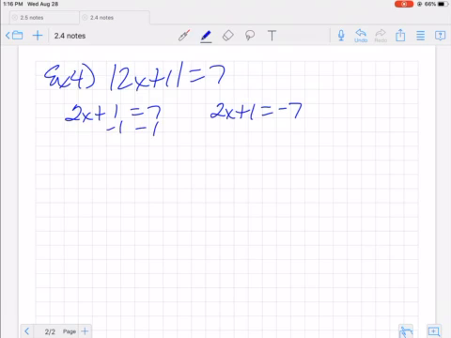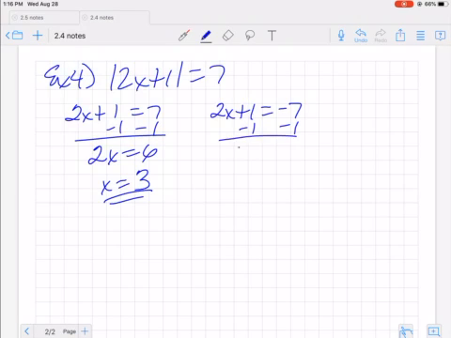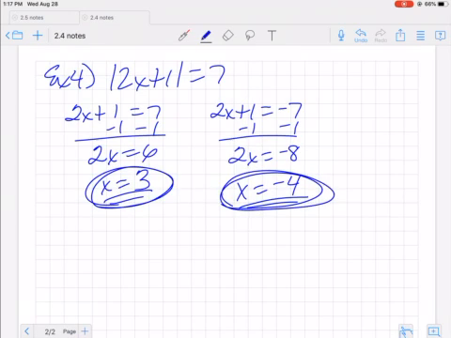Here I'm going to subtract 1 from both sides. I've got 2x equals 6. Divide by 2, x is equal to 3. Same thing, subtract 1 from both sides. I've got 2x is equal to a negative 8. And x is now equal to negative 4. These are not going to be plus or minus of each other, right? That's just going to be these two separate values.